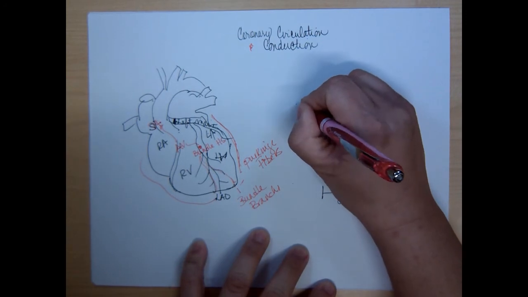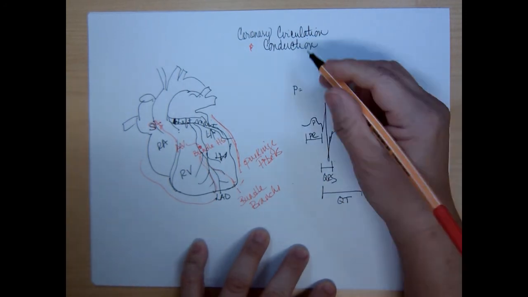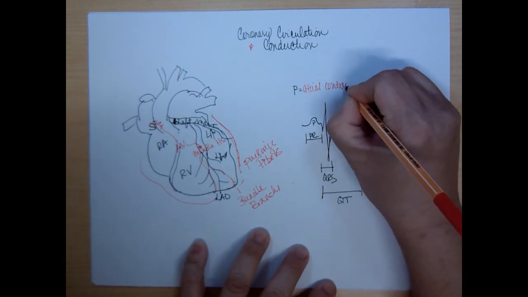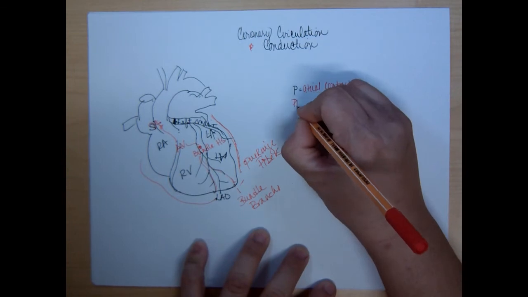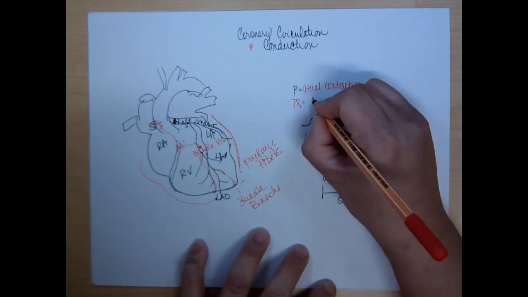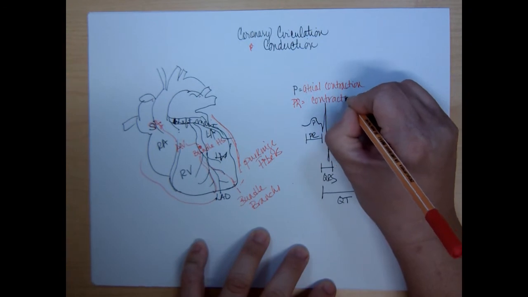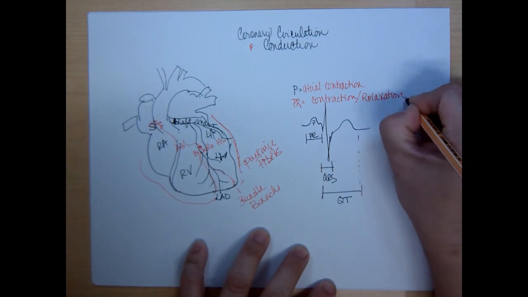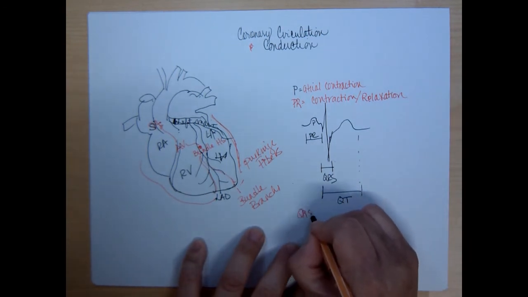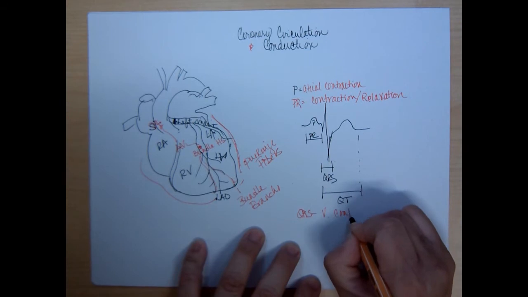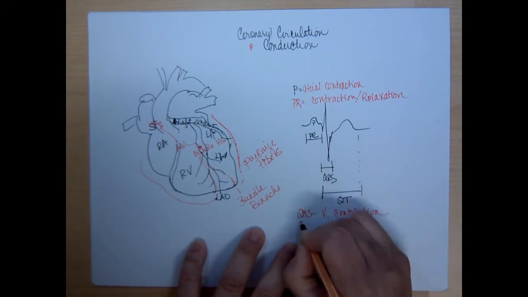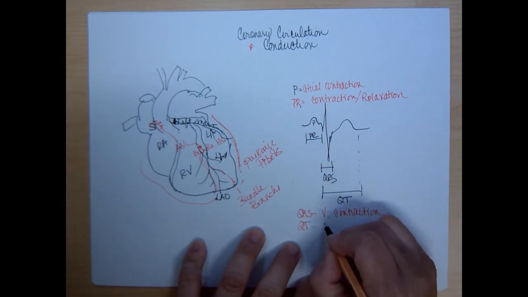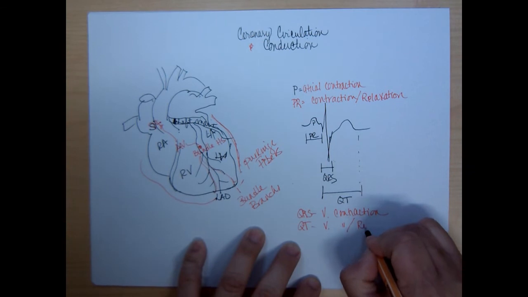So the P wave represents atrial contraction. The PR is atrial contraction and relaxation. And then you have QRS, which is ventricular contraction. Then from the beginning of the QRS, including all the way to the end of the T wave, is ventricular contraction and relaxation.